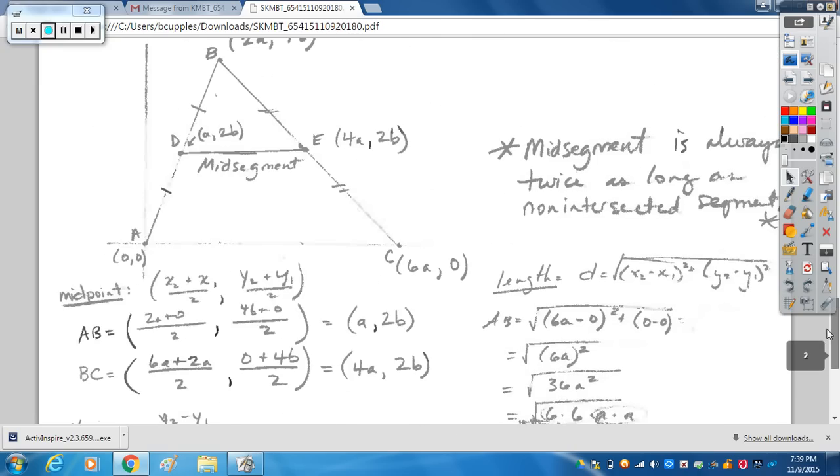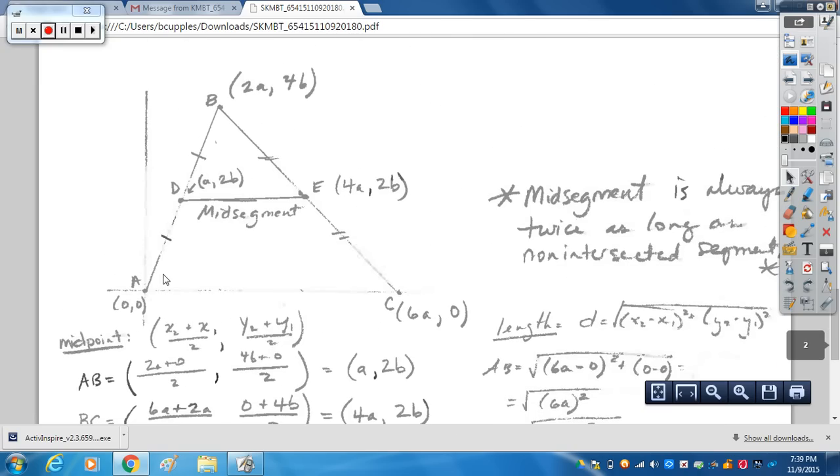Okay. Now for the other characteristic of the mid-segment and the non-intersected segment, I want to look at the length of the sides. And so I used the distance formula. Now again, I miswrote this. AC, the length of AC, we're going to go ahead and take x sub 2 minus x sub 1 squared plus y sub 2 minus y sub 1 squared. So 6a minus 0 squared plus 0 minus 0 squared. That should be a squared right there.